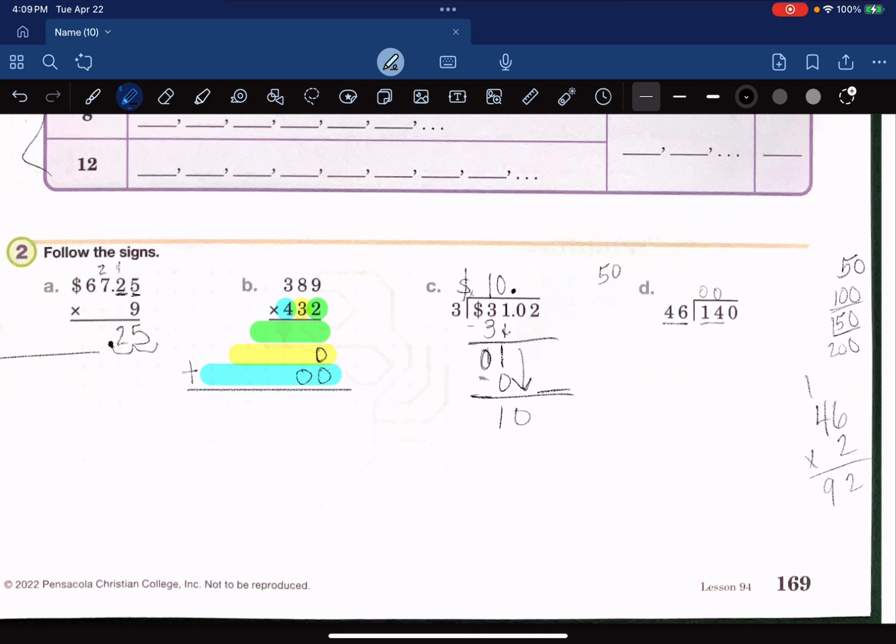So I better try 46 times 3. I know this says 150, but remember, that's if we did it by 5, or when we counted by 50s. The real number is just 46. 3 times 6 is 18. Carry my 1. Sorry, I think I said 4 times 3, I meant 3 times 6 is 18. 3 times 4 is 12. 1 more is 13. 138.